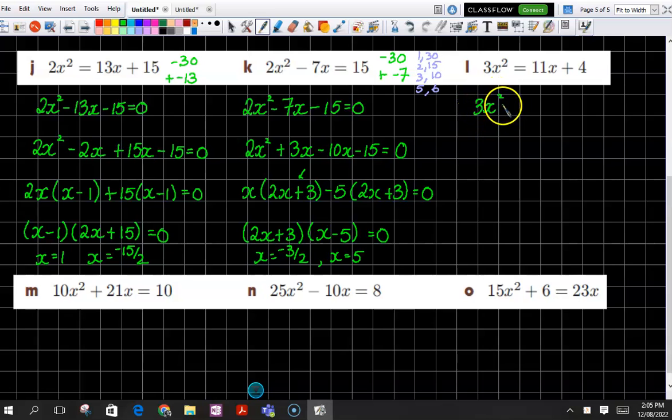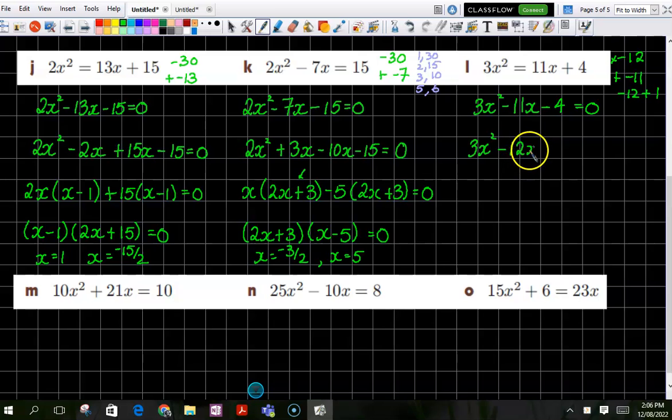All right, we've got 3x squared, take 11x, take 4, equals 0. What are we doing this time? 3 times negative 4, so when it times together that gives us negative 12, but adds up together it gives you minus 11, so 1 and 12. So we're going to separate this to be 3x squared, do you agree, minus 12x plus 1x. So let's go with minus 12x plus x take 4 equals 0.